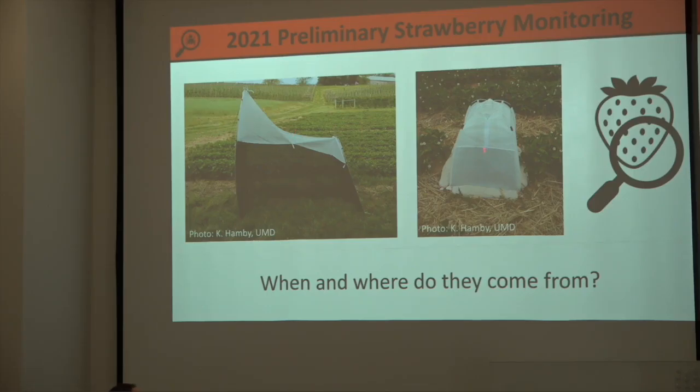This is called an emergence trap. We basically weighted down a tent over the strawberries, and then there's a collection at the top, because most insects will crawl up once they've fallen. So you get them to crawl up and then fall into a bottle. That's how we sampled for them. And then I also looked at fruit to look for damage and look for insects.